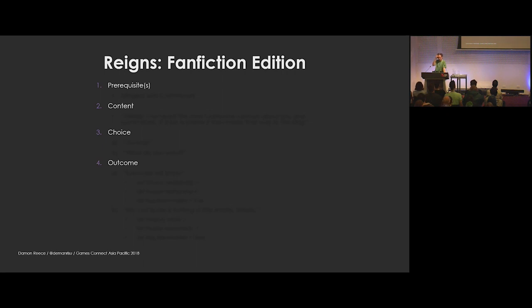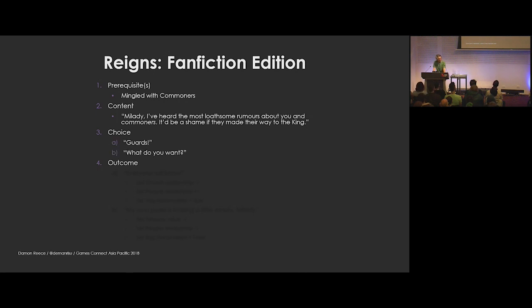So before we do anything else, let's look at the prerequisites. Let's say that this can only be unlocked if you've done the unthinkable and mingled with commoners. Disgusting. So next, what's going to happen? What if someone threatens to blackmail you over this horrible, disgusting, unsanitary thing you've done? Now, following the Reigns style, you just have 2 choices. You can call the guards, or you can ask the blackmailer what they want.